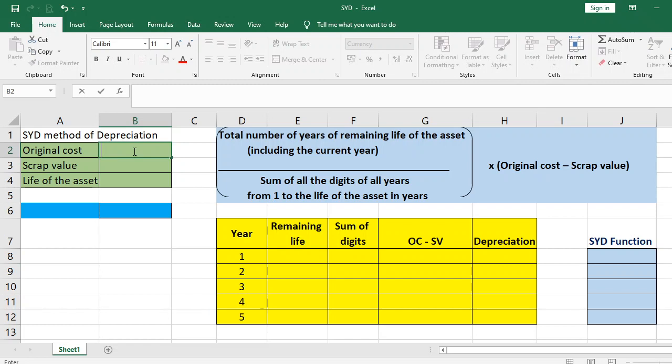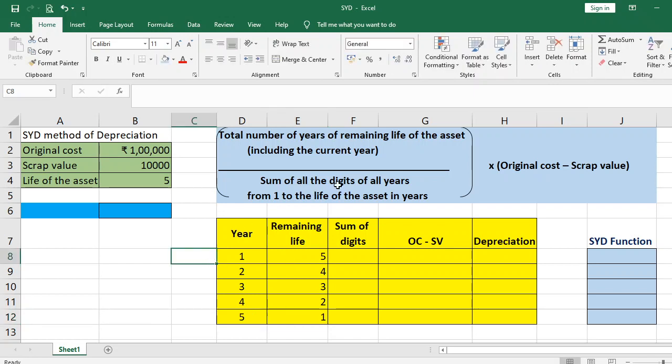Let us take an Excel sheet. Let us take the original cost as rupees 1 lakh, scrap value of the asset as rupees 10,000, life of the asset as 5 years. Now this is the formula we had to use to determine the amount of depreciation. Total number of years of remaining life of the asset including the current year: for the first year it is 5, for the second year it is 4, for the third year it is 3, for the fourth year it is 2, and for the fifth year only 1 year, therefore it is 1.